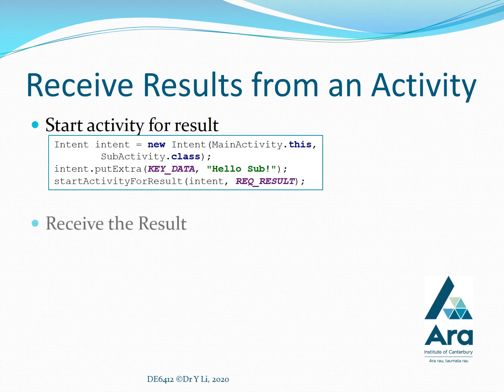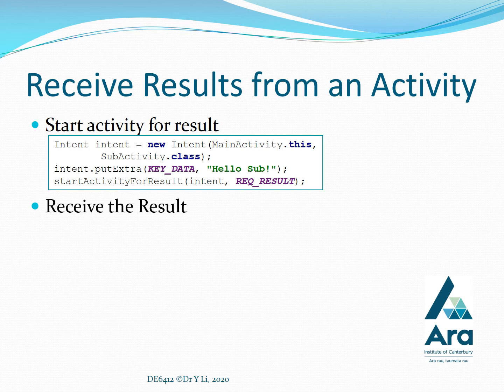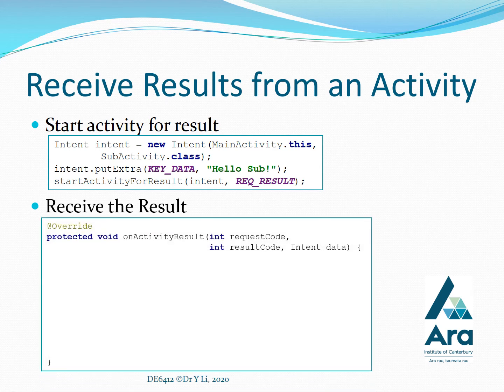When we start an activity for results, we need to override the onActivityResult method to receive the result. The method will be called by the system when the sub-activity has completed and finished. The request code, which is this argument, is the code we have used to start the activity. The result code and the data held by the intent are from the sub-activity.